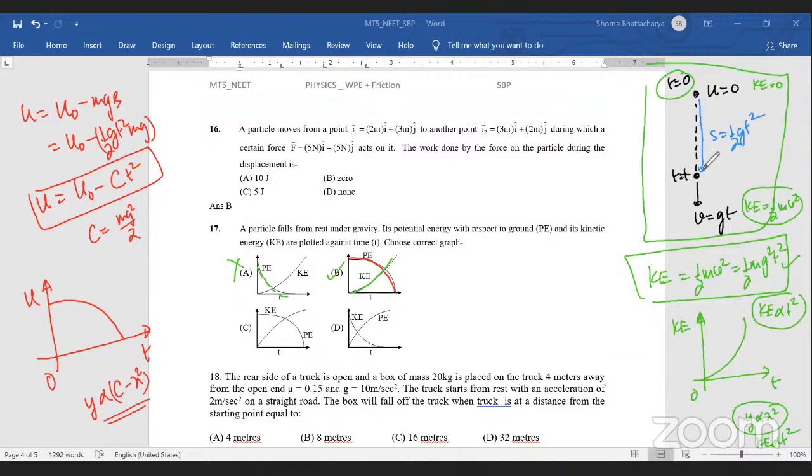Whereas on the other hand, how is the displacement happening? It is vertically downwards. So what is happening to the potential energy? It is decreasing with time. Delta U is mg delta y. Now here delta y is what? It is minus h, it's coming down, so it's minus half gt square. So that's why it's this type of graph.